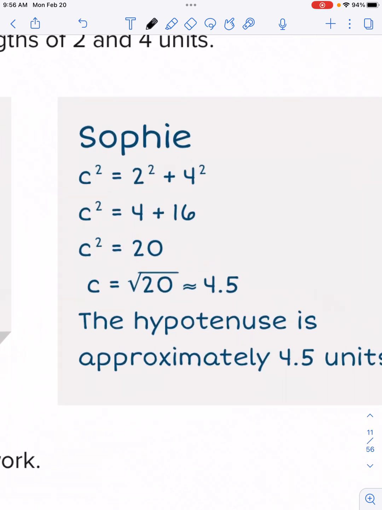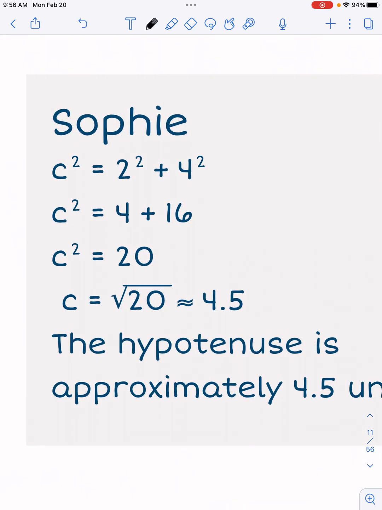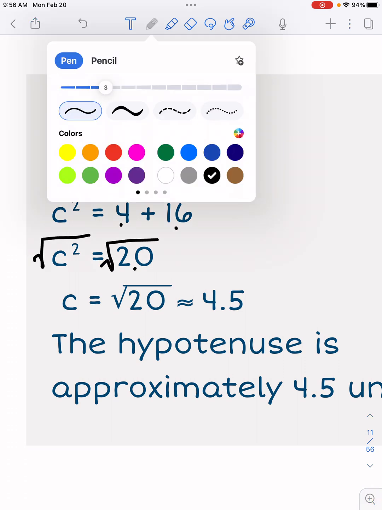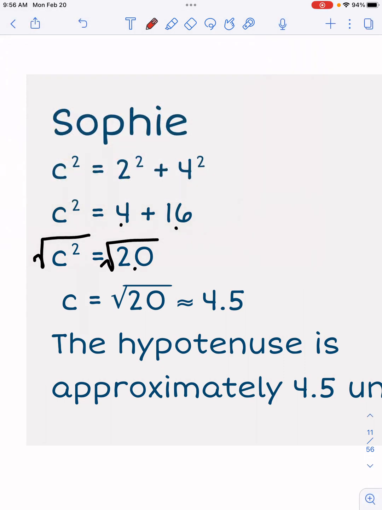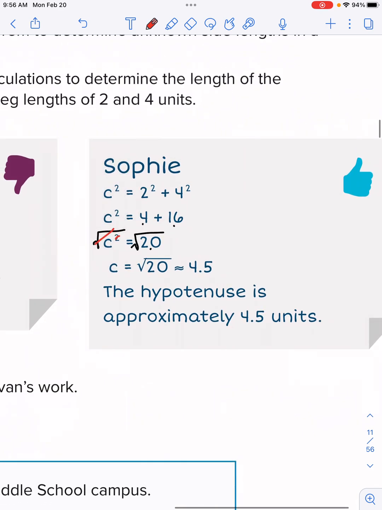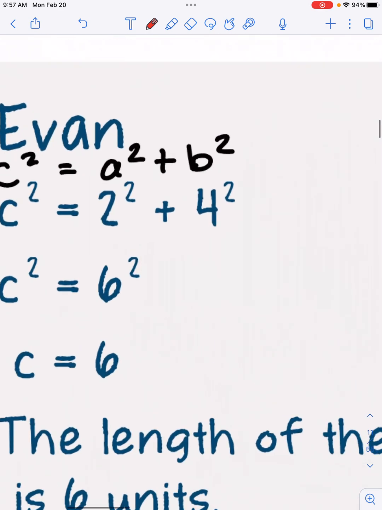Looking at Sophie, she squared 2 to get 4, squared 4 to get 16, added that to get 20, and then at this step, took the square root of both sides, which is good. The square and the square root undo each other, right? We have c equal to, and when you take the square root of 20 and round it, it's about 4.5.